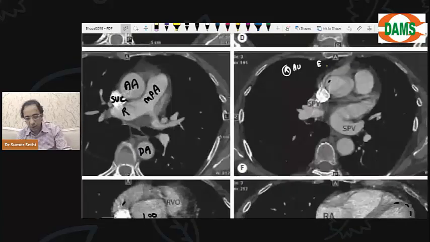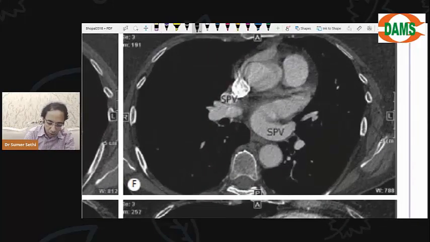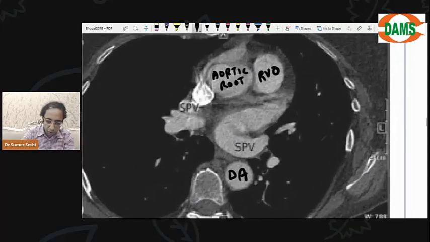Everybody? Yes, clear. Now let's see if you can answer, beta. This was the difficult part. Descending aorta, aortic root, right ventricular outflow tract.